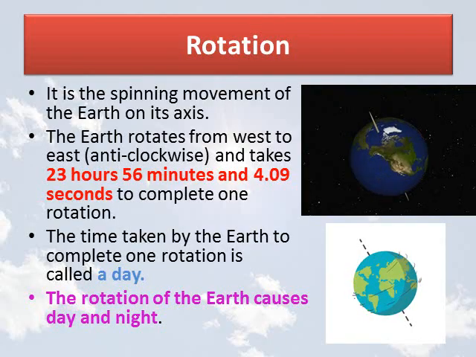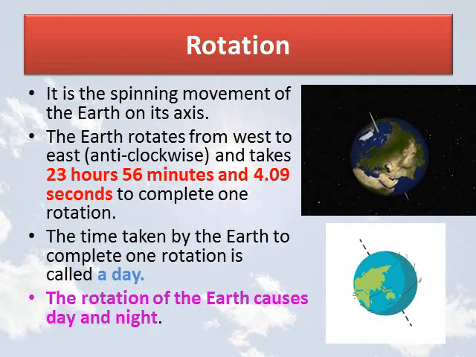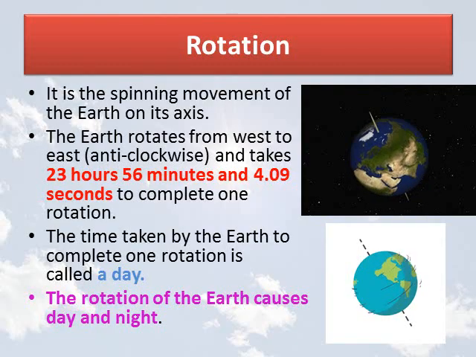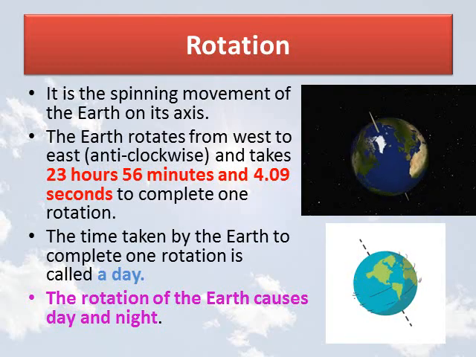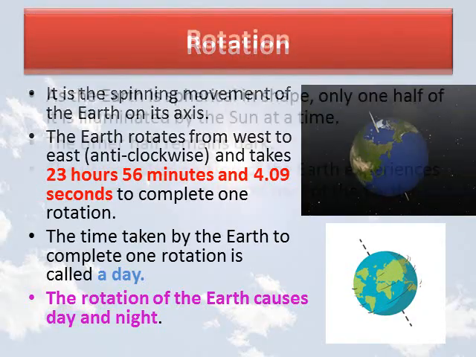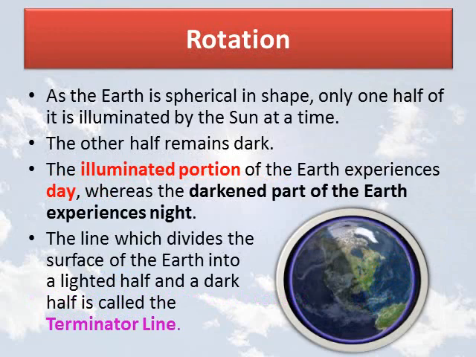And what is the effect of rotation? The rotation of Earth causes day and night. You get day and night because of the rotation of the Earth. That is, a spinning movement of the Earth on its axis causes day and night. Dear children, as the Earth is spherical in shape, only one half of it is illuminated by the sun at a time. So at a time, you can see only half of the Earth is illuminated by the sun. The other half remains dark. So it is dark on the other side.